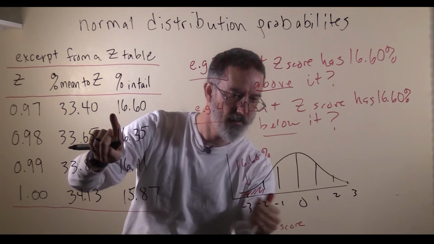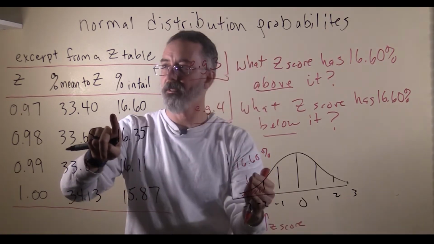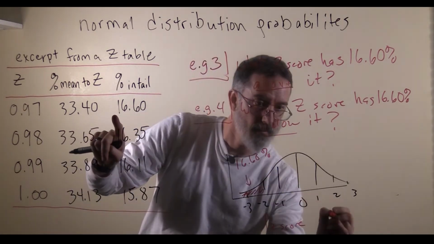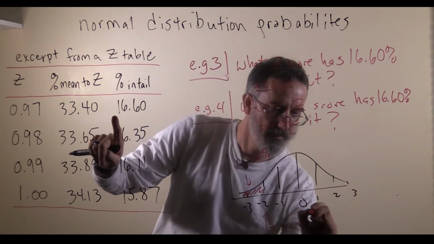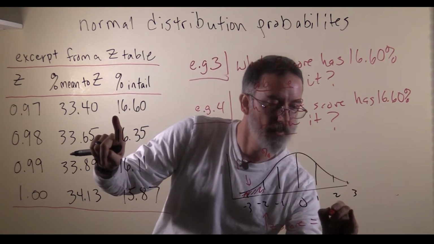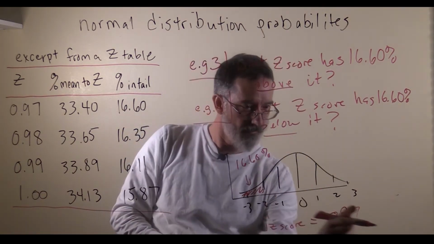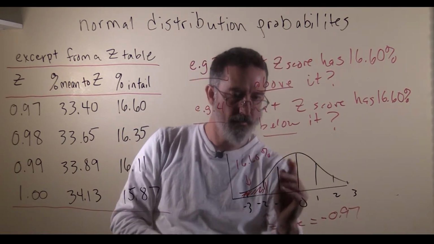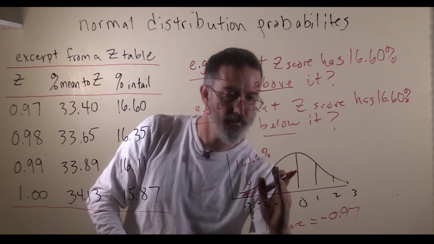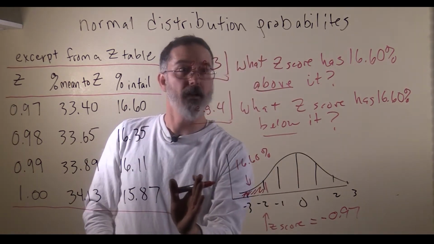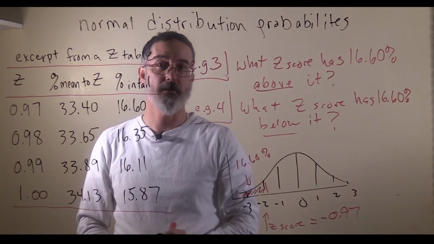But now we're over here in the negative values. So that means that we're going to need a negative z-score. So the z-score here is negative 0.97. So a z-score of negative 0.97 has 16.60% beyond it. So that's how you would answer that question.